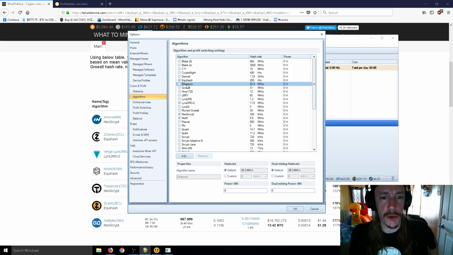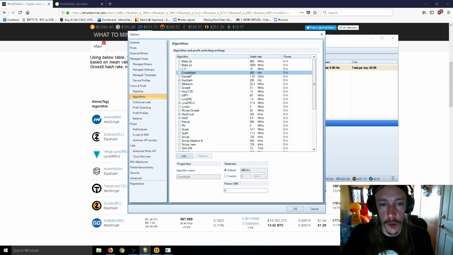NVIDIA cards are not particularly good at Ethereum. The new P102 card will be really good at Ethereum, but it's not out just yet. And also NVIDIA cards are not particularly good at Kryptonite either. So AMD cards usually hash Ethereum and Kryptonite, whereas NVIDIA usually hash pretty much the majority of other coins. So we'll click OK here because we have the four major algorithms, I suppose, clicked here. And then we'll click OK.